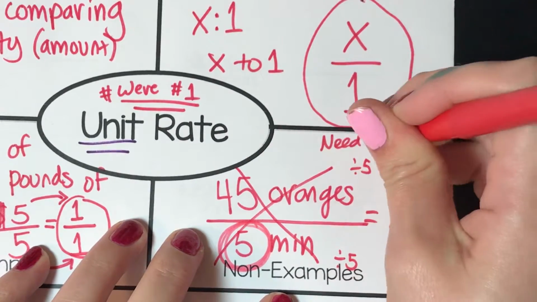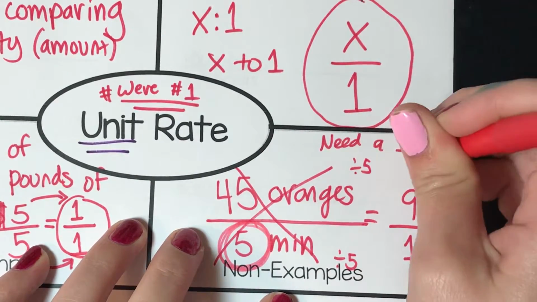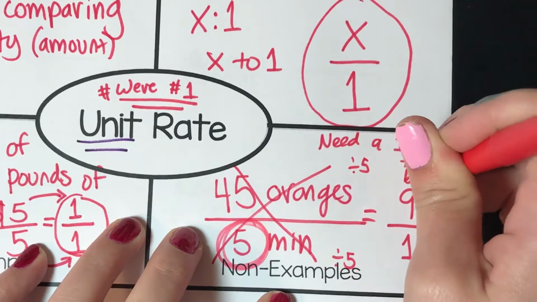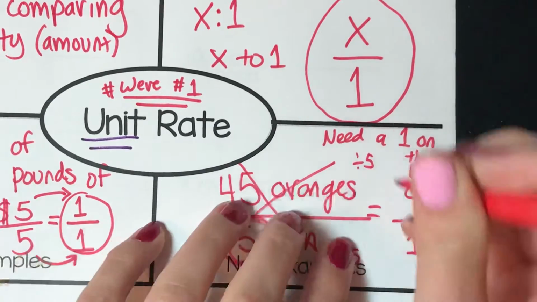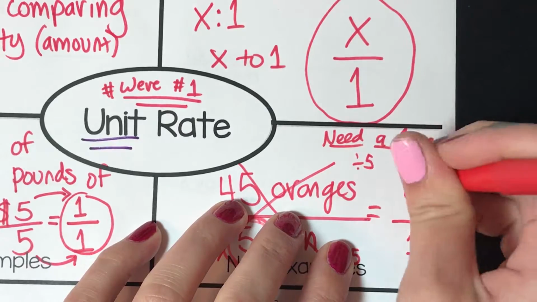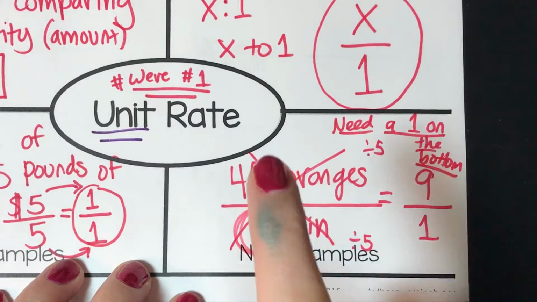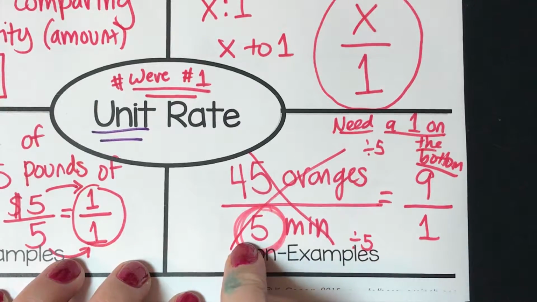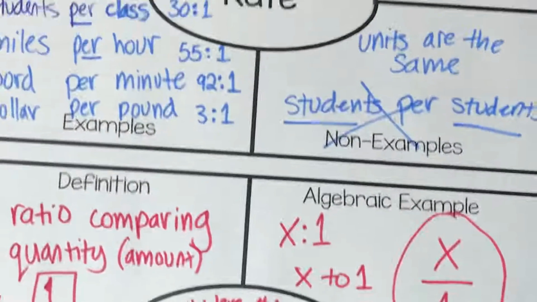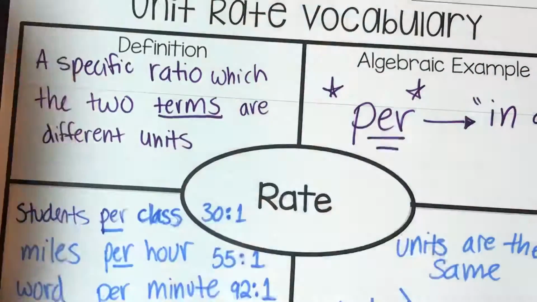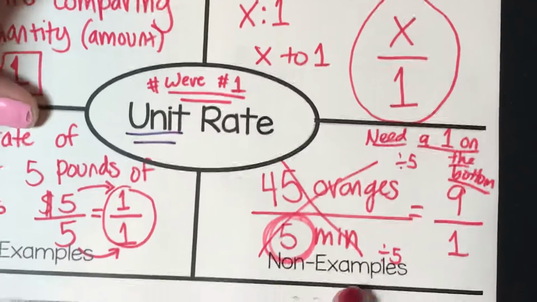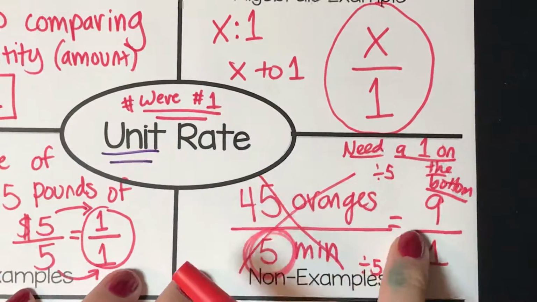Need a 1 on the bottom. You must have this. Otherwise, it's not a unit rate. See this right here? That's just a rate or a ratio. I'm comparing two numbers. Great. Oranges to minutes. Those are two different units. But if I want a unit rate, it has to be down to 1.